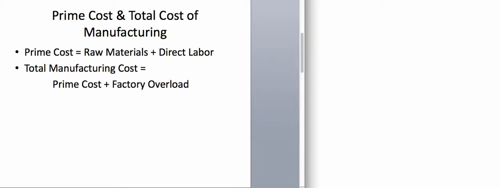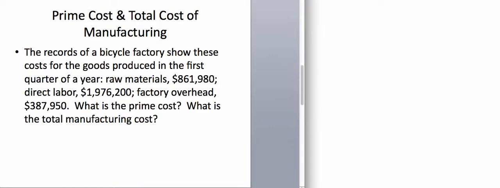Hello, ladies and gentlemen. Welcome to Chapter 11, Section 1, Manufacturing Costs. What we're talking about here today is a couple different things. The first thing deals with an idea called prime cost and total cost of manufacturing. Prime cost is equal to the raw materials plus the direct labor, and then the total manufacturing cost is that prime cost you just figured out plus any factory overhead that comes into play.